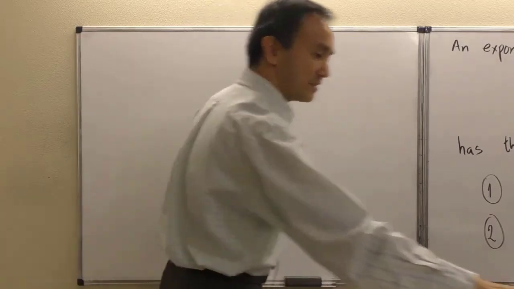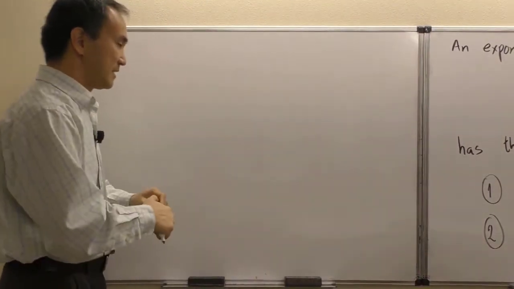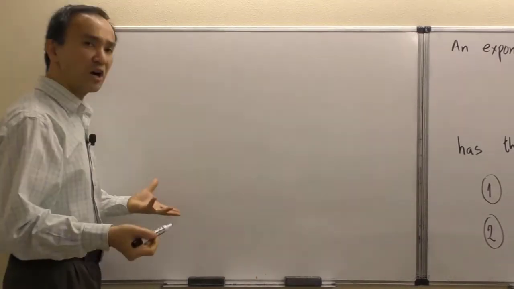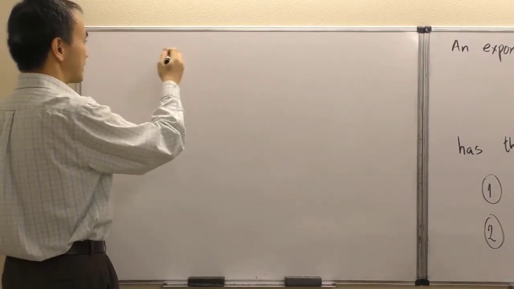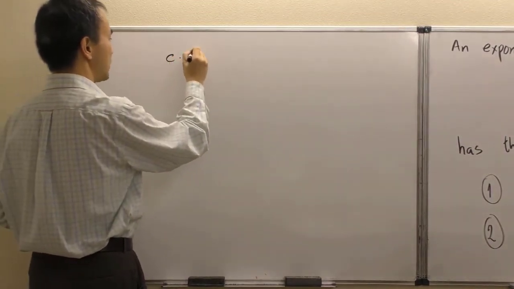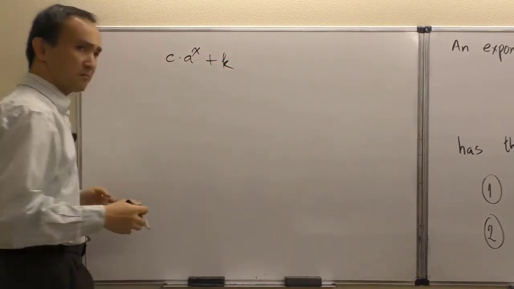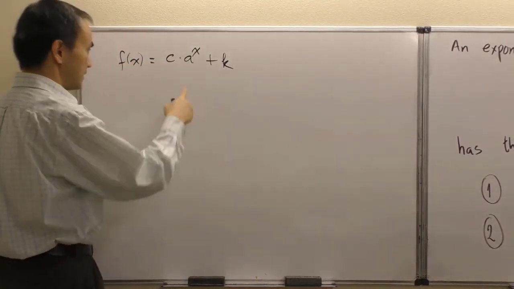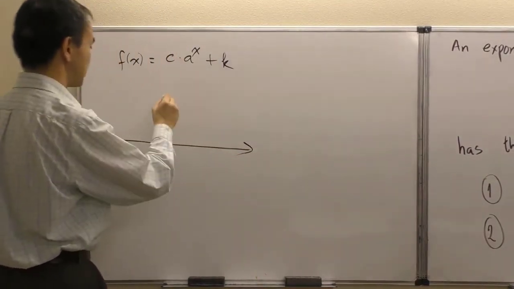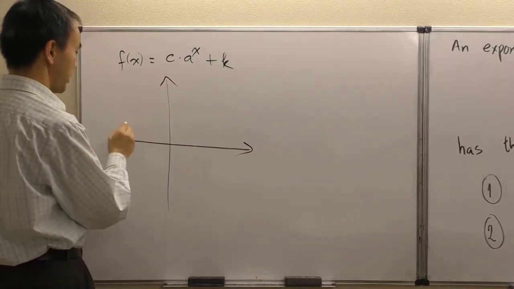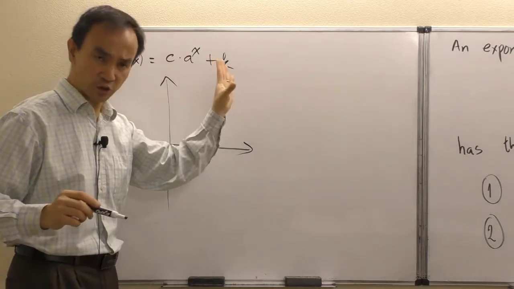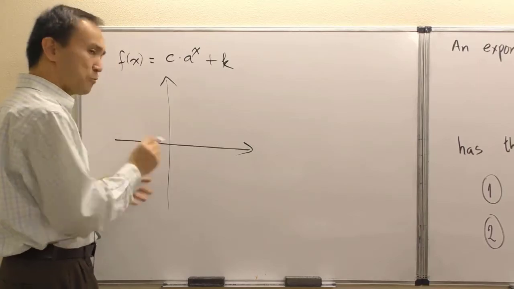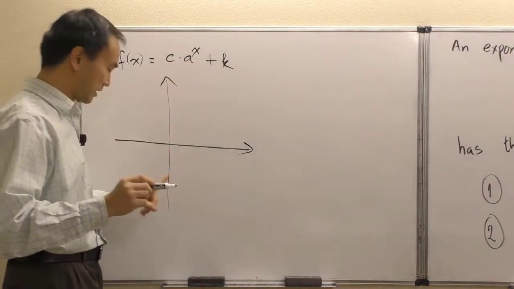Now, out of the two characteristics, we're mostly going to focus on the horizontal asymptote nature of an exponential function. So let's look at c times a to the x plus k. Generally speaking, there are quite a few different cases depending on the values for c and k. So allow me to focus on two primary cases where the base is greater than 1.